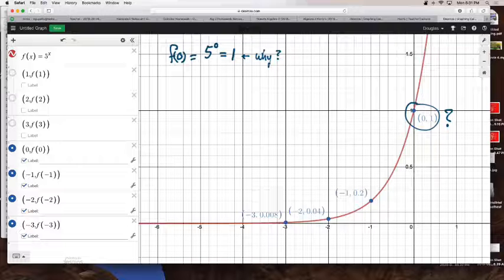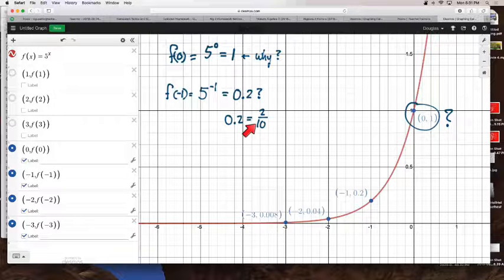Exploring a little bit further, though, I discovered that there's a value here where, when x equals negative 1, the y value is 0.2. And I had to remember some of my basics of fractions to realize that 0.2 is actually 2 over 10, or 2 tenths, which reduces to 1/5. And then I noticed that 5 to the negative 1, which is the value of f of x, 5 to the negative 1 power is equal to 1/5. So 5 to the negative 1, 1/5, that's crazy.